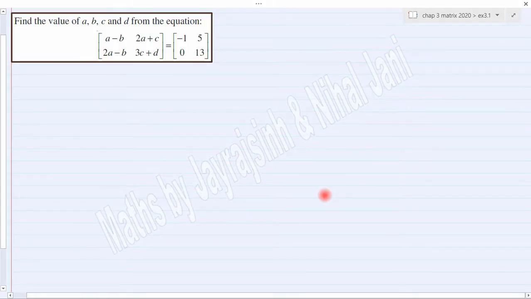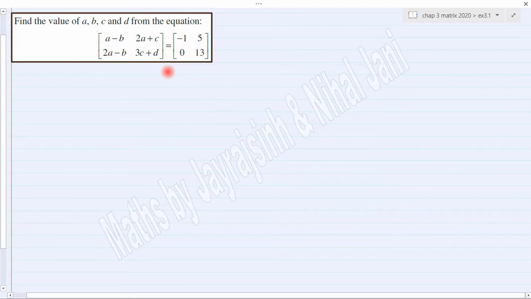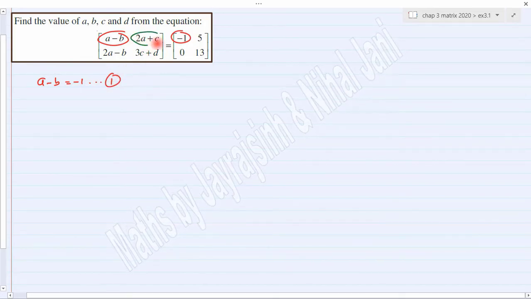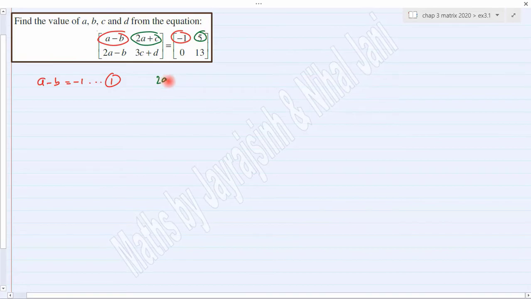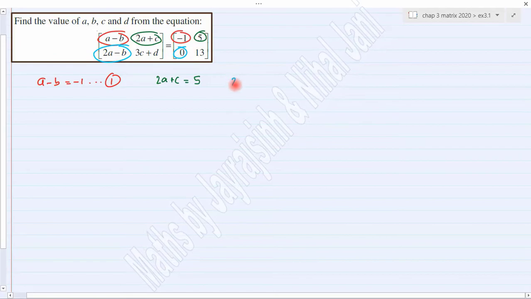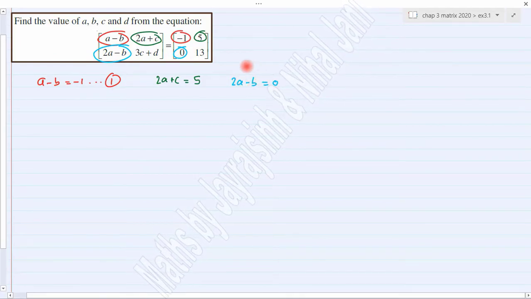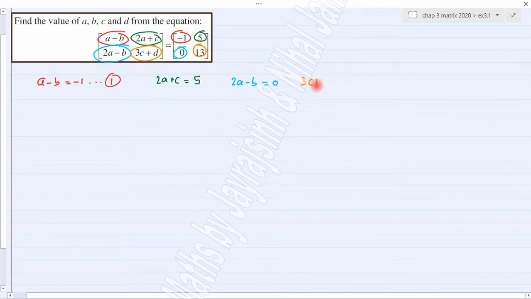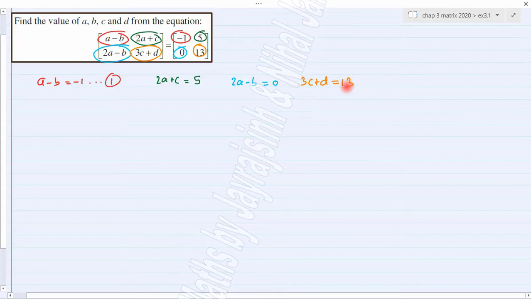In this question, we have to find the value of a, b, c, and d from the following equation. And for that, we have to compare respective elements of both matrices. So from the first element, we will get a minus b is equal to minus 1. Let's call it equation number 1. Then from the second element, we will get 2a plus c is equal to 5. From the third element, we will get 2a minus b is equal to 0. And from the last element, we will get bc plus d is equal to 13.